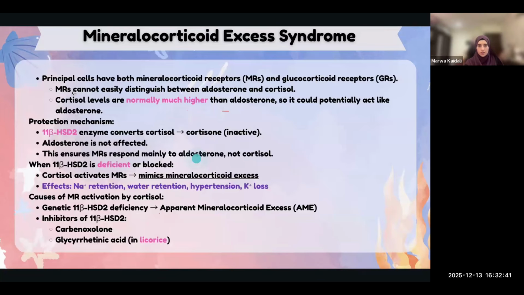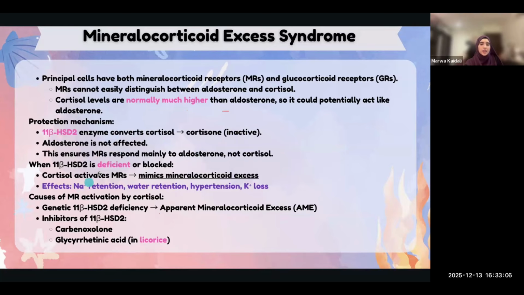Okay. Now, this is the text form of everything I've just said. Let's just go over it quickly. So, in our bodies, cortisol levels are normally much higher than aldosterone. So, it can act like aldosterone. Now, a protective mechanism that we have is this enzyme that converts cortisol into cortisone, which is an inactive metabolite. Okay. So, when this happens, aldosterone is not going to be affected, and the mineralocorticoid receptors will only respond to aldosterone. So, cortisol is not going to come and bind to it.